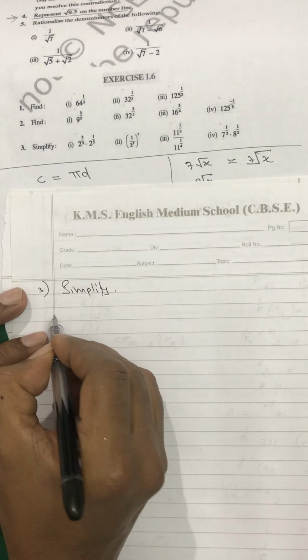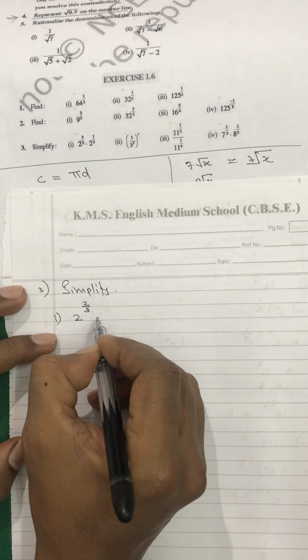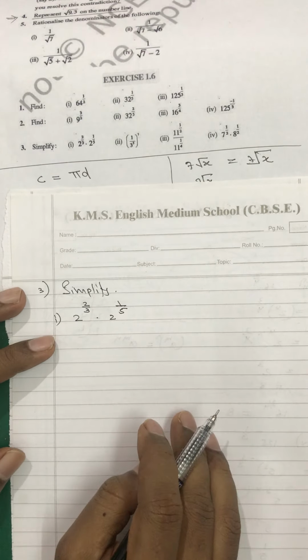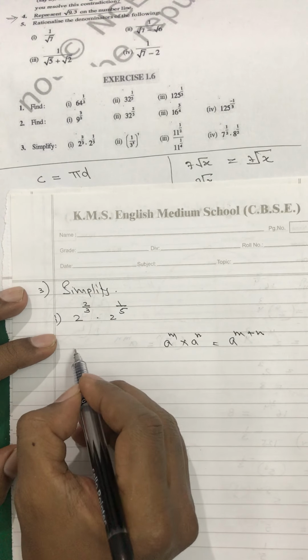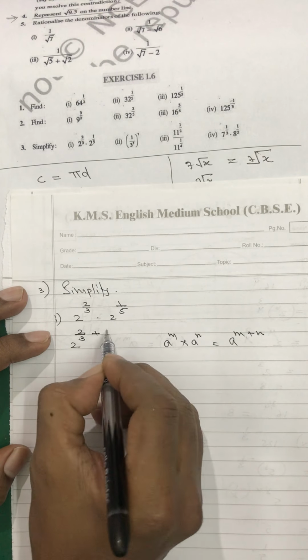Simplify. First one, 2 raised to the power of 2 upon 3 into 2 raised to the power of 1 upon 5. This is simple. Equal bases are multiplying with each other. When equal bases multiply with each other, you copy the base once and the powers add up. So here also I will copy the base once and the powers will add up.